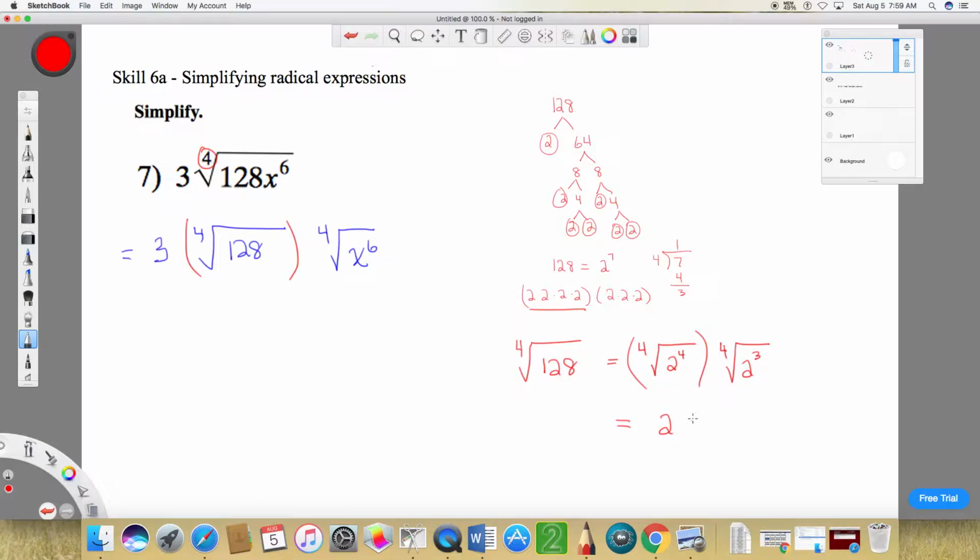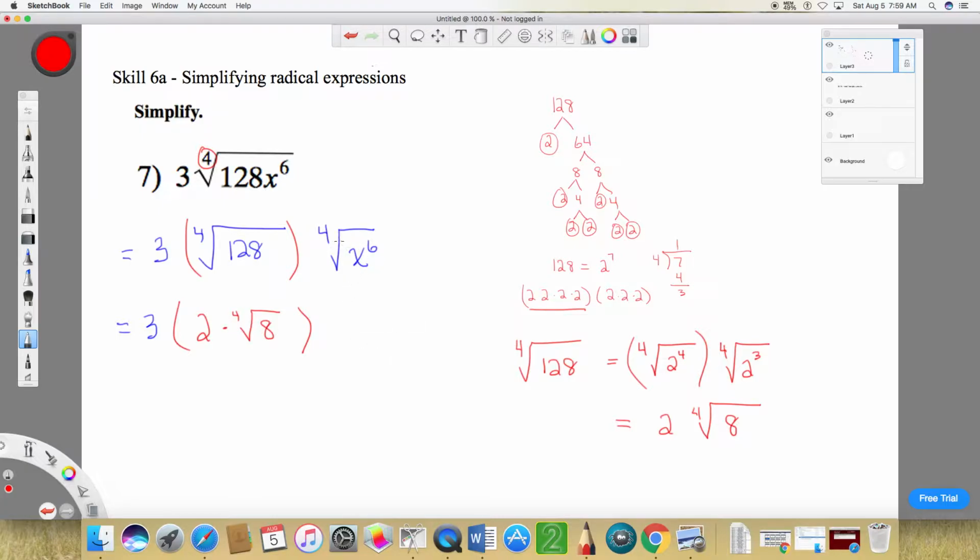Now, the second factor, 2 cubed is 8, and we cannot simplify that. So let's come back to our problem over here. Don't forget that we've got a 3 right here. And what we just found out is that this 4th root of 128, we can replace it with 2 times the 4th root of 8.